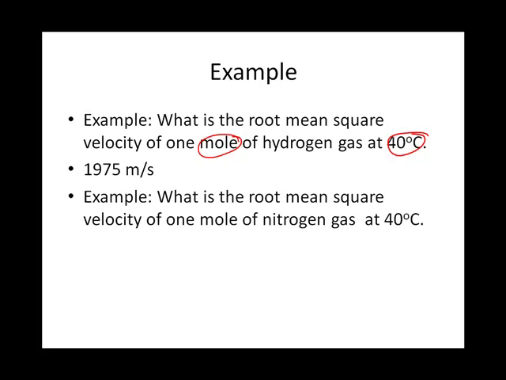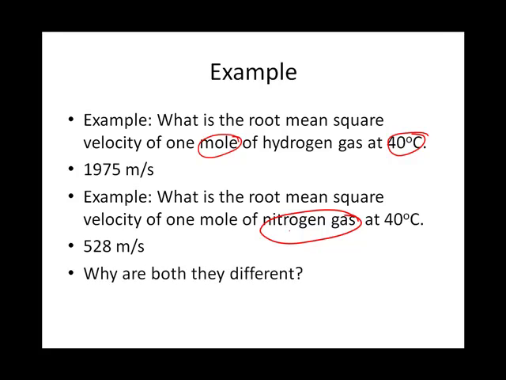What about the root mean square velocity of 1 mole of nitrogen gas at 40 degrees Celsius? Well, as expected, nitrogen gas is a lot heavier than hydrogen gas, so therefore it should be a lot slower. And in this case, when we plug it in, it's 528 meters per second. So why are they different? Even though they're at the same temperature, they are traveling at different speeds because they have different masses.